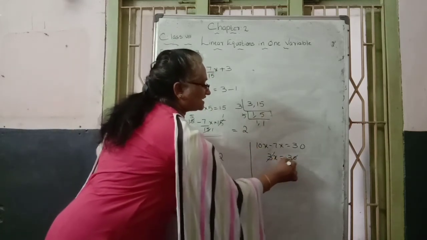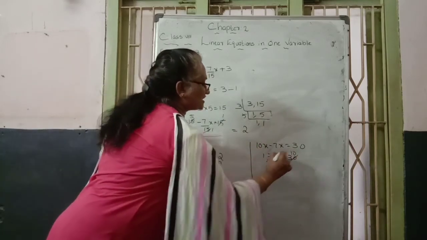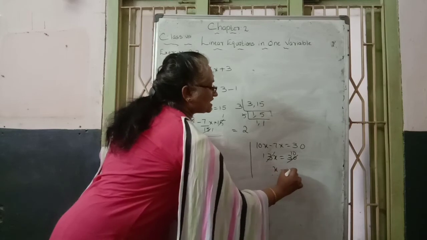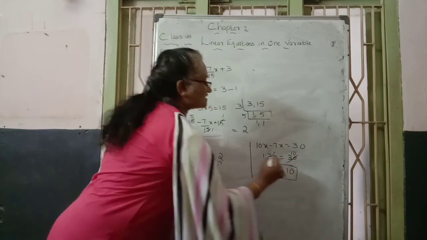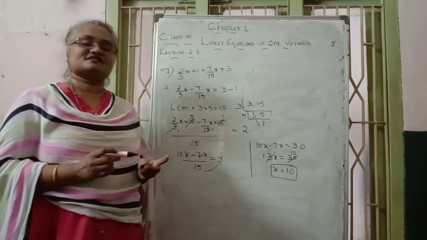Here cancellation is possible on the right and left sides. 3 ones are 3, 3 tens are 30. So 1x means the x value becomes 10 on the right side. So the x value becomes 10, which is the answer. I hope you can understand this question.